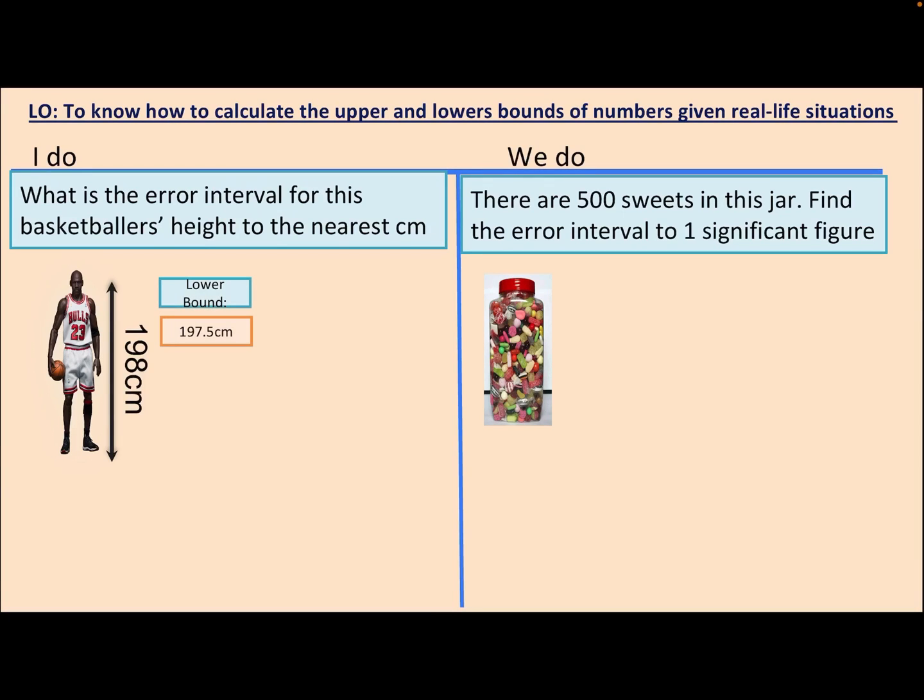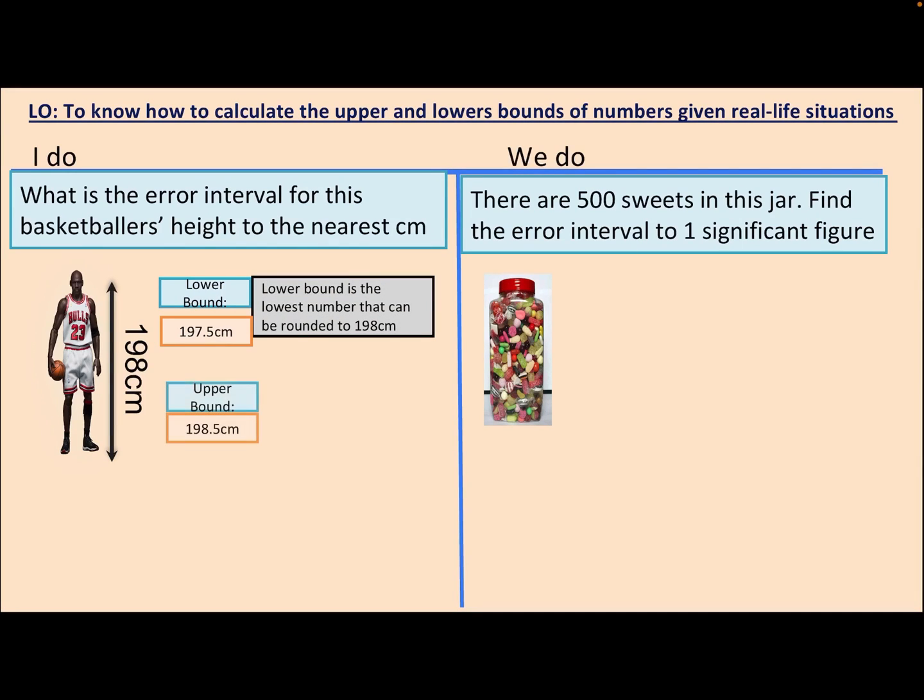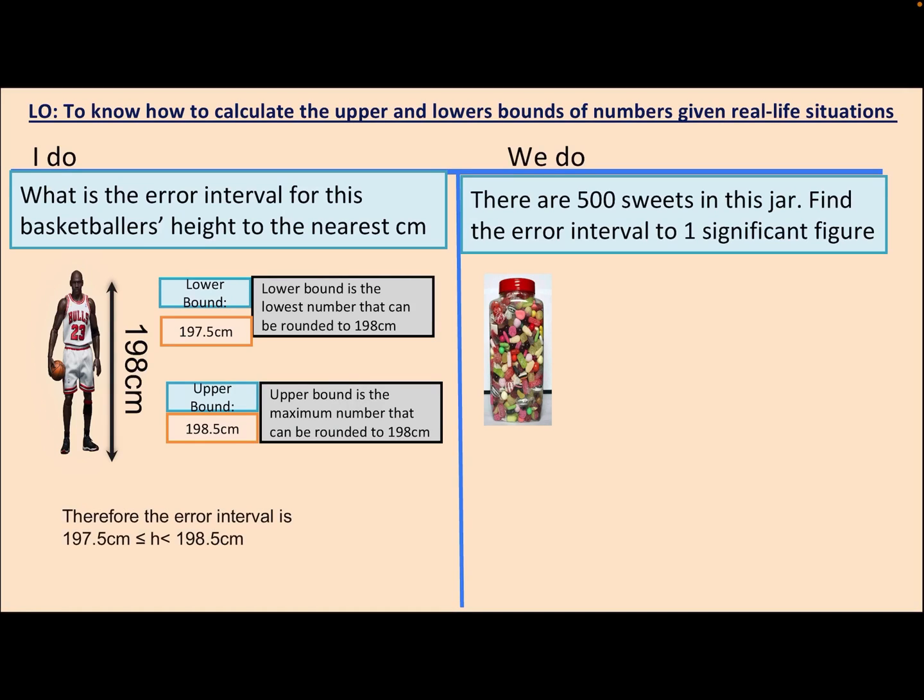So the lower bound for it is 197.5. And the upper bound is 198.5 centimetres. So that means our error interval is going to be this. Okay, so we know that the height has to be between those two lengths. So I want you to pause the video and do the same thing for the we do.